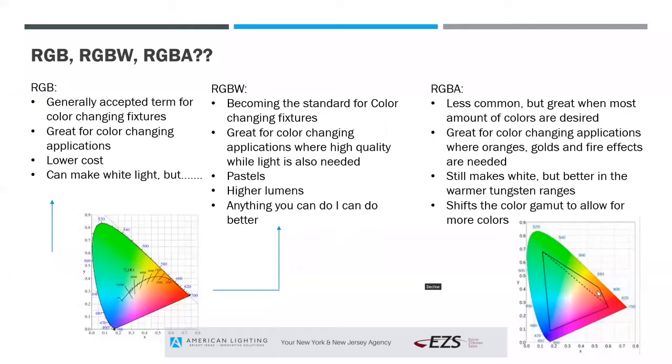So if you're really specific on what colors you need or you just want the most amount of colors, RGB amber is a great way to go. Specifically if you're working with a corporate account or a sports team that has that need for orange or gold or fire effect type colors in their lighting schemes. You can still make white light with it because you still have the ability with that RGB to make your white light. You're just going to probably get a little bit more in the tungsten range, a little bit warmer white light, generally speaking.